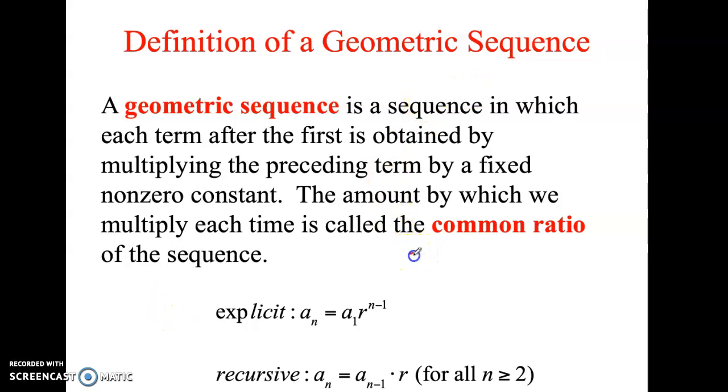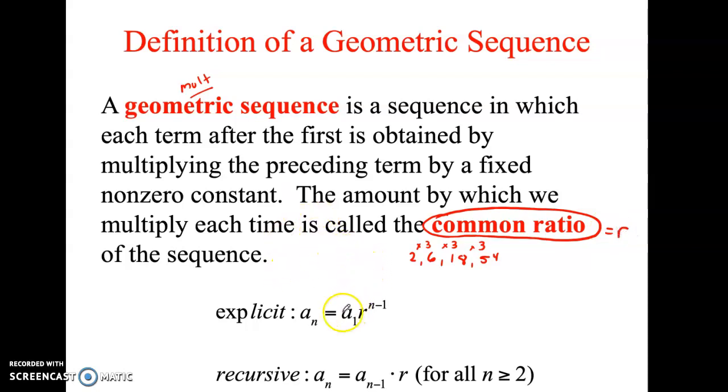Let's say we had 2 and then 6 and then 18. So we're multiplying each of the previous terms by 3. We can do one more, 54. So geometric means you're multiplying by the same number. The number that you're multiplying by is called the common ratio. Okay, so that's the vocab for common ratio. And the variable we use for that is a lowercase r.